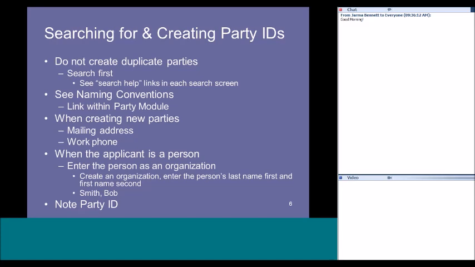Before we demo the wizard, I want to talk to you about party IDs. We do not want to have duplicate parties in the system, so we always do the search first. There are naming conventions, which can also be accessed through the business rules, and we'll introduce you to some common ones. The naming convention, for example, for Sacramento would be Sacramento City. If you're looking for Sacramento City's Department of Public Works, it would be Sacramento City DPW.